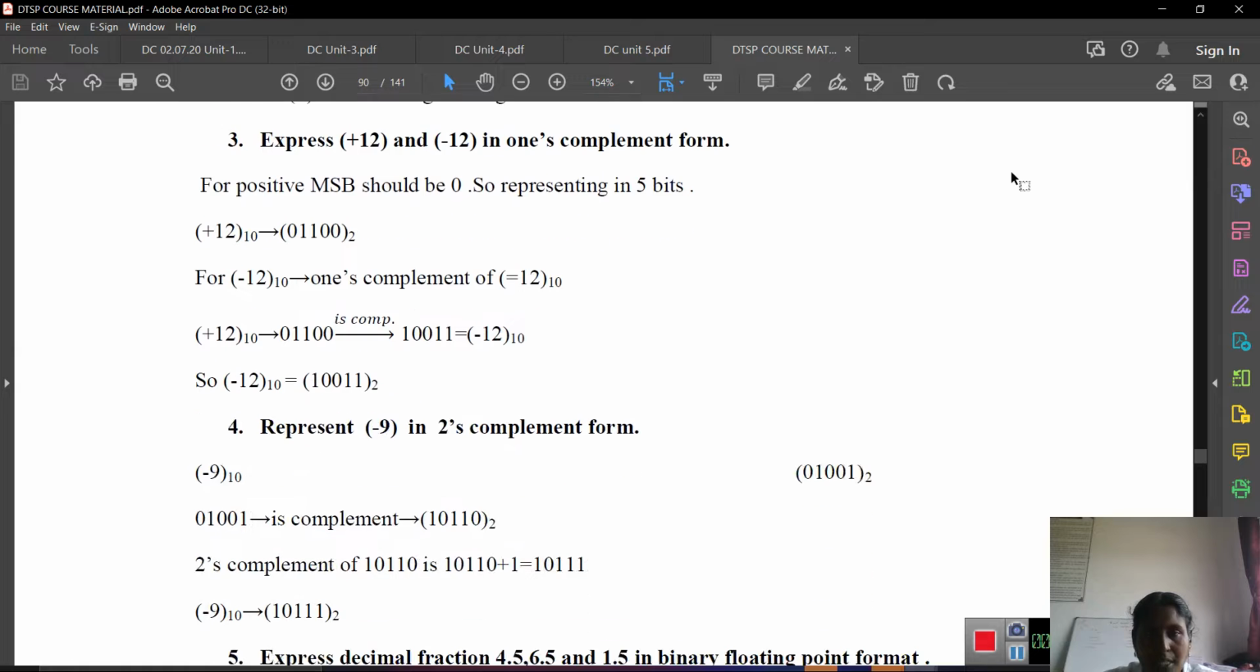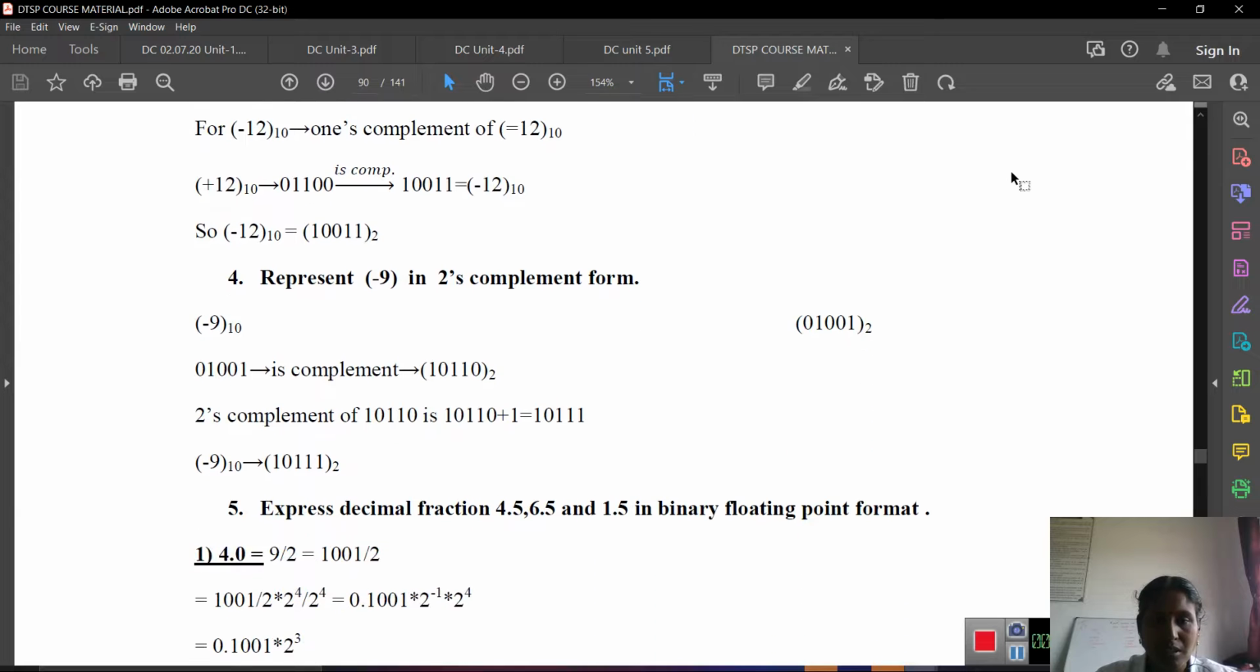So, that is all. Express plus 12 and minus 12 in 1's complement form. For positive, the MSB should be 0, so representing in 5 bits, plus 12 is 01100. Then for minus 12 we have to complement the number, which gives 10011.